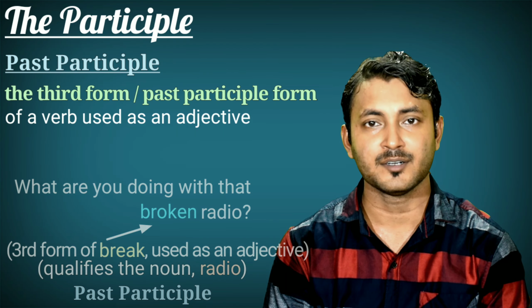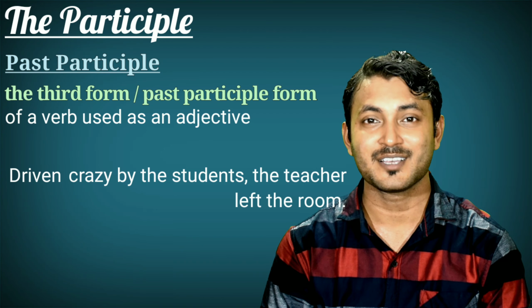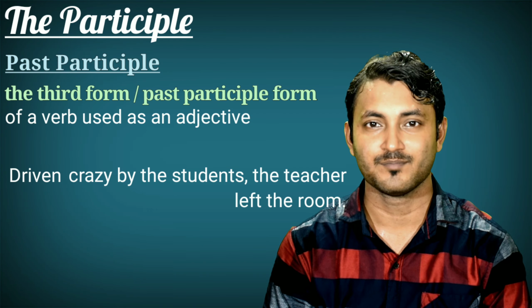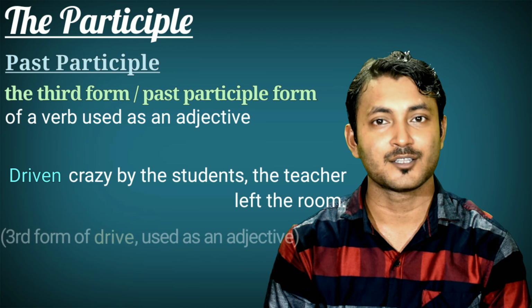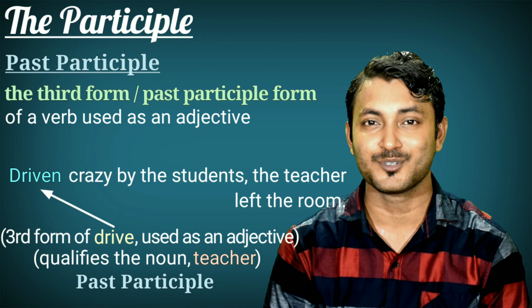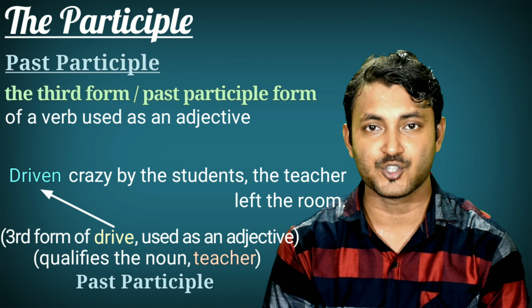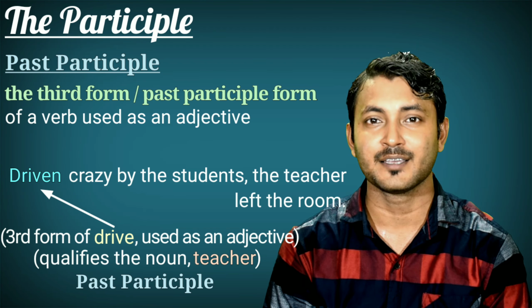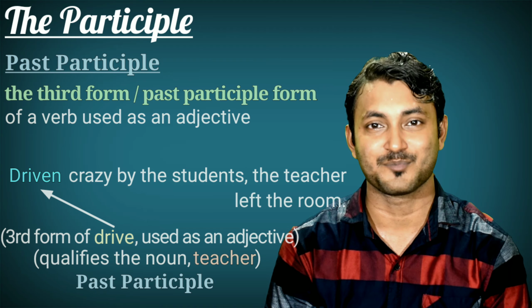In the same manner, if I say, driven crazy by the students, the teacher left the room. In this sentence, the word driven is the third form of the verb drive, but it is not used as a verb in this sentence. Driven is used as an adjective that is qualifying the noun teacher. So it is a past participle.